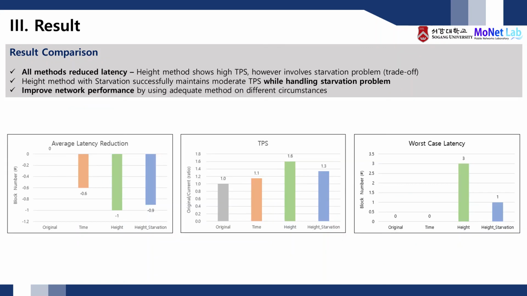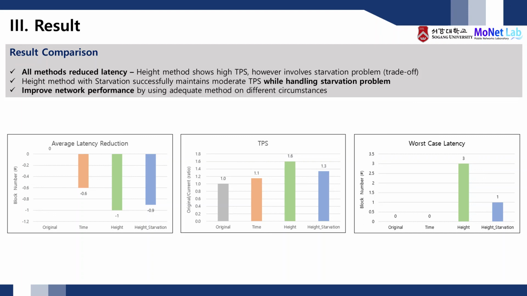The last slide shows the result comparison between the original Hyperledger Fabric method and 3 proposed methods. Since all proposed methods prevent transaction key collision, significant enhancement in latency reduction took place. Comparing the result between 3 methods, height method has the highest TPS rate with 60% increase, while showing defect in starvation with worst case latency of 3 blocks.